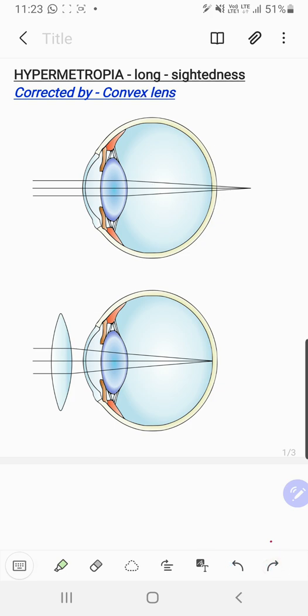In that case, what is happening? First of all, it is corrected by a convex lens. And how are you going to learn this? You might find this funny, but this is an easy way to learn.